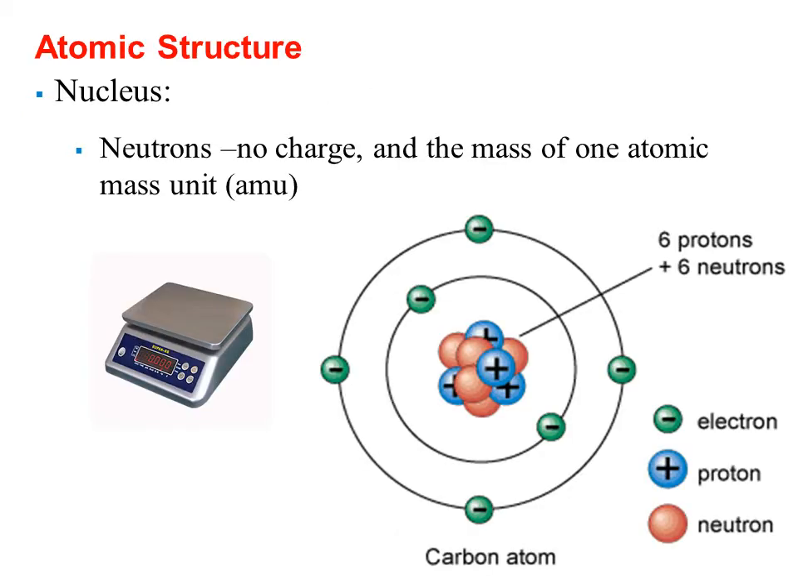In the nucleus, the neutron has no charge, but the neutron has mass. So if we were to weigh the neutrons, it would weigh 1 atomic mass unit, or 1 AMU.